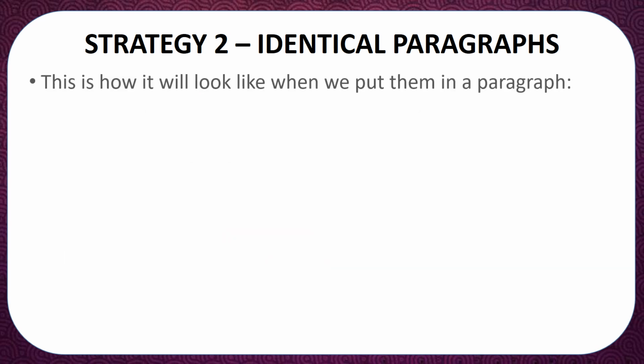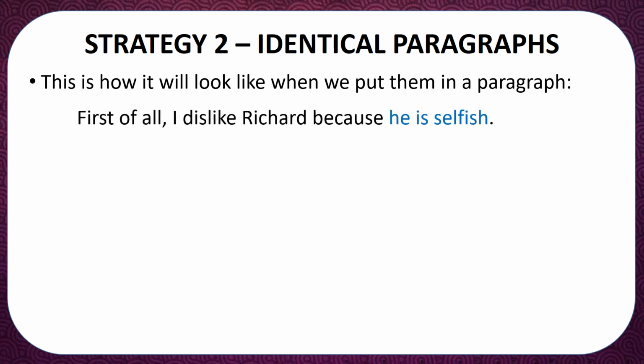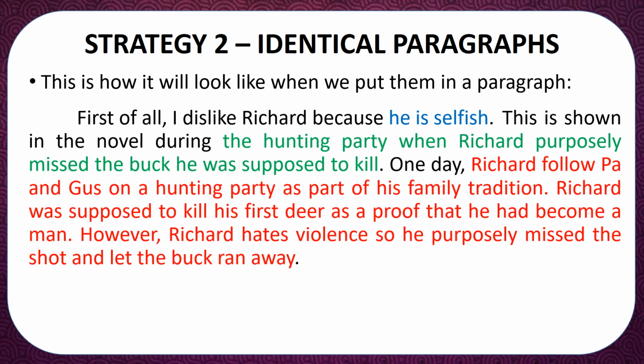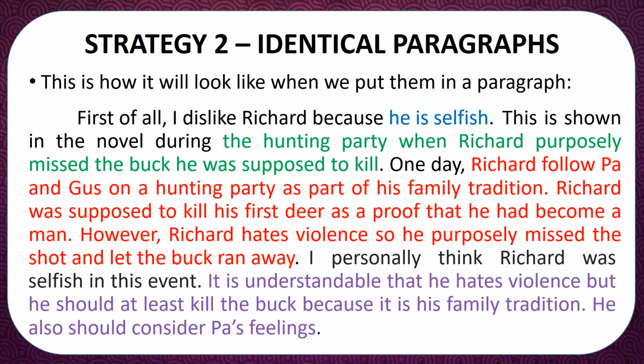So this is how paragraph 1 will look when you put all three parts in a paragraph. So the first part is like this. Of course, you need to include sequence connectors, what you call penanda wacana in BM, right? So first of all, this is the first point, right? So first of all, I dislike Richard because he is selfish. And then it is followed by the elaboration. Notice that I have added even further elaborations in red. And finally, the third part, which is your personal response.